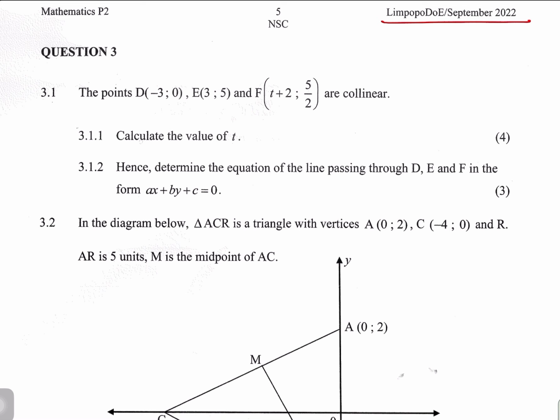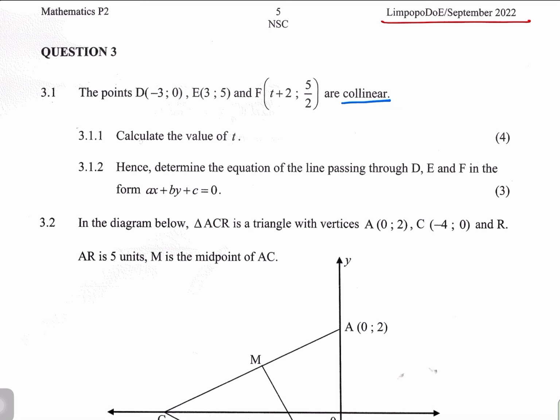Let's see what we have here in question 3. They are saying that 3.1, the points D, E, and F are collinear. So the most important thing here is collinear. What are we talking about? We're talking about points that lie on the same line, which is D, E, F in this particular argument. They lie on the same line or they have the same gradient as the second point.